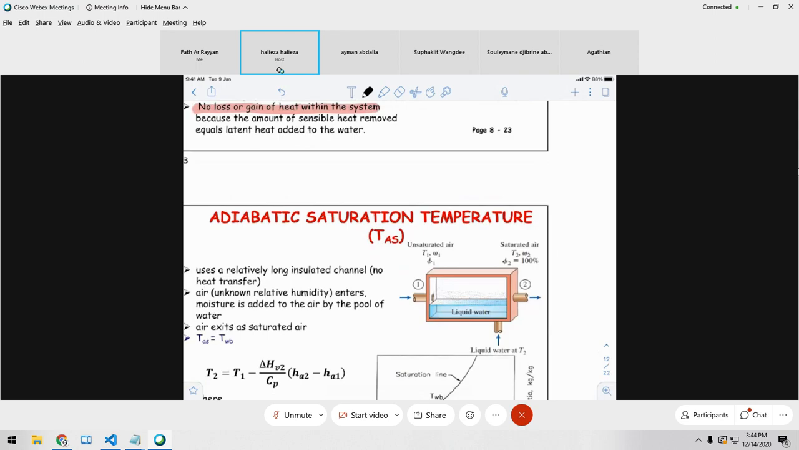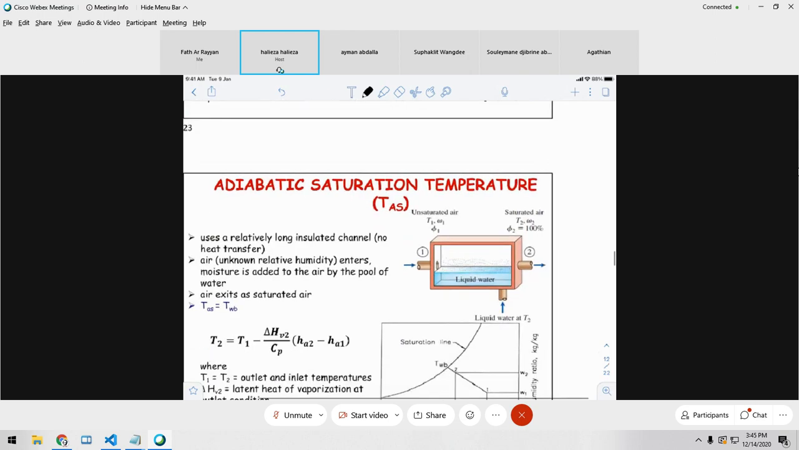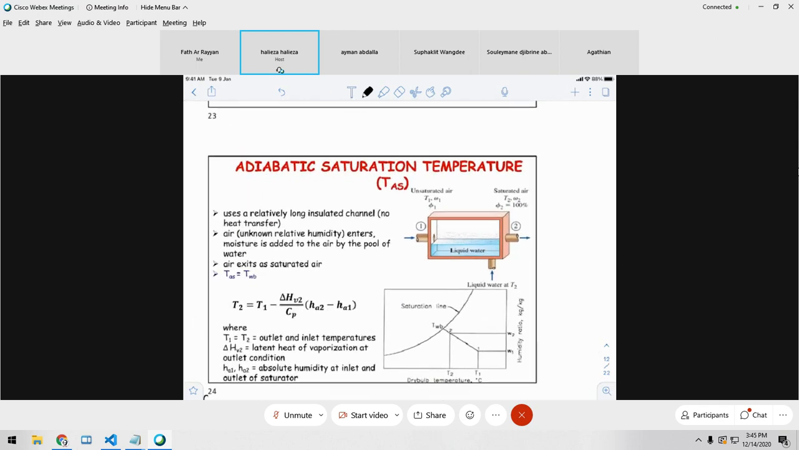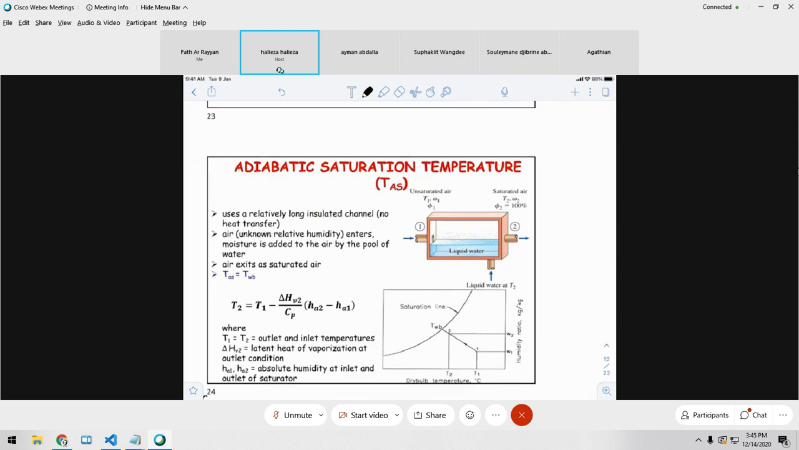We will need to find the adiabatic saturation temperature. It's about the same principle using the adiabatic process. In this case, you have water. This water will evaporate. You will get water vapor. You initially have unsaturated air. You end up with saturated air as the outlet. So what is the adiabatic saturation temperature? You can find it from the graph.